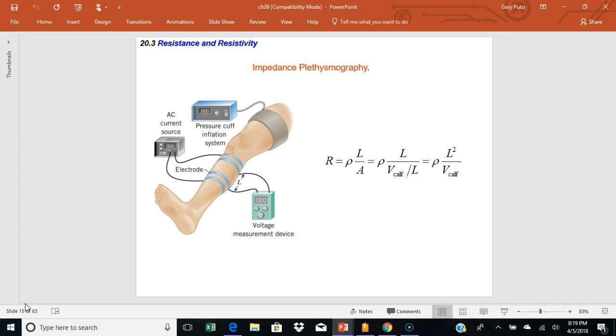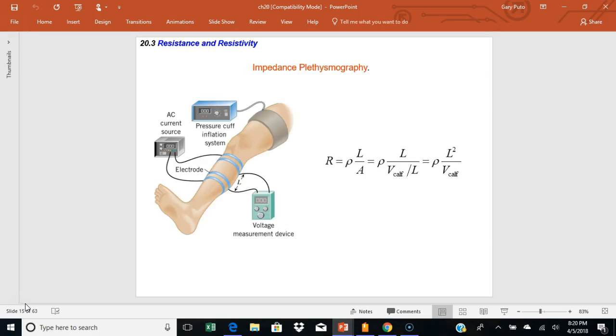in plethysmography for measuring, the distance between two wire electrodes here is the length, the distance between these two electrodes squared, divided by the volume of the calf. Note resistance is indirectly related, inversely proportional to the volume of the calf. So again, inverse relationship here.